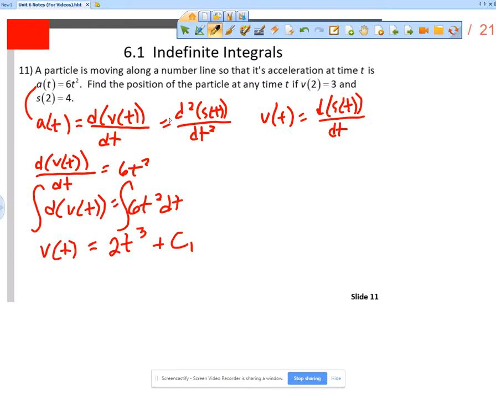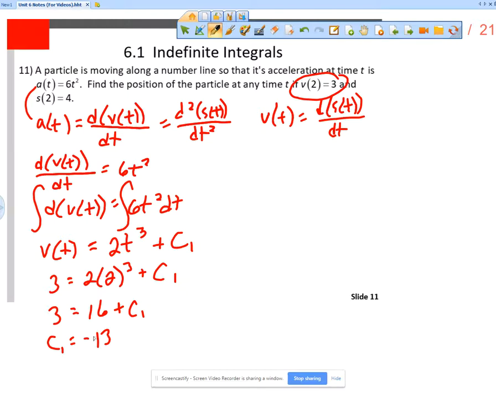All right, so now I am told that v of 2 is 3. So I can use v of 2 equals 3 to find the value of c sub 1. So 3 equals 2 times 2 cubed plus c sub 1. So 3 equals 2 times 2 cubed, that would be 16, plus c sub 1. So c sub 1 is 3 minus 16, or negative 13. So what does that mean? That means that v of t is equal to 2t cubed minus 13.